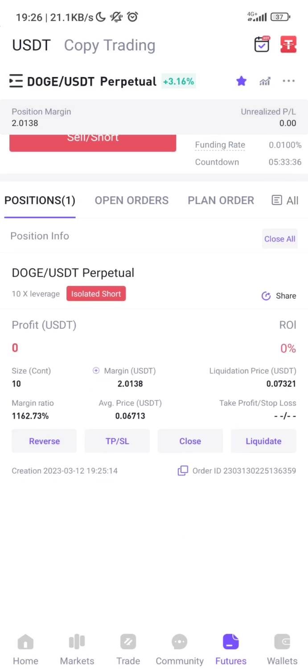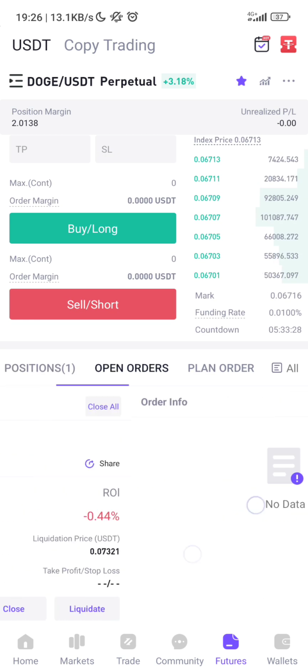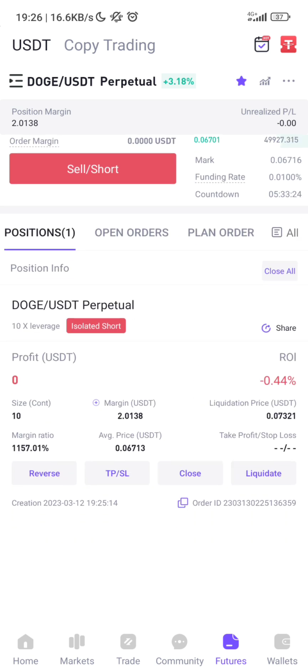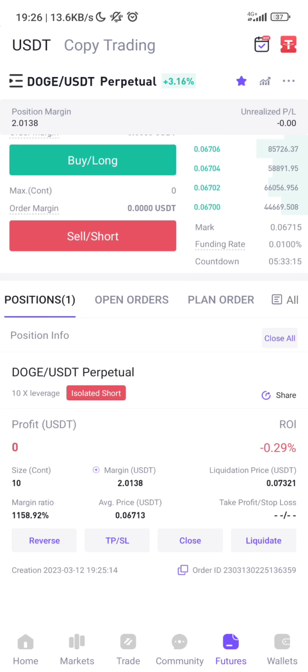So you will notice that the margin has been added. Initially the margin was around $1, but now we have used the whole margin, so there's nothing left in our available margin. So it has added, right? That's what we call merge, to add to your current position. So that's for merge. Now let's liquidate this.